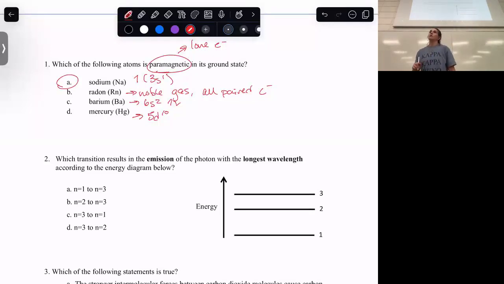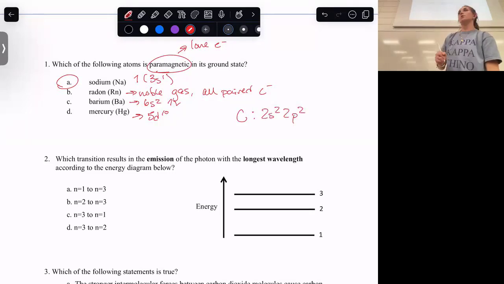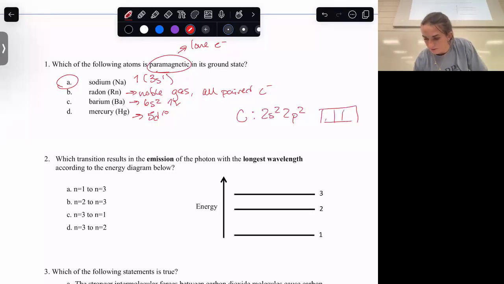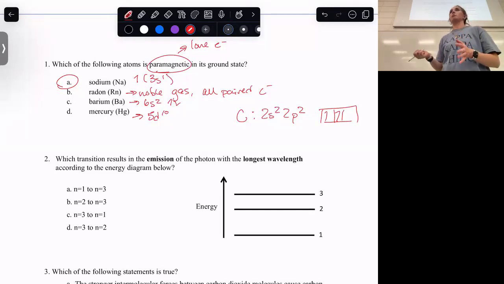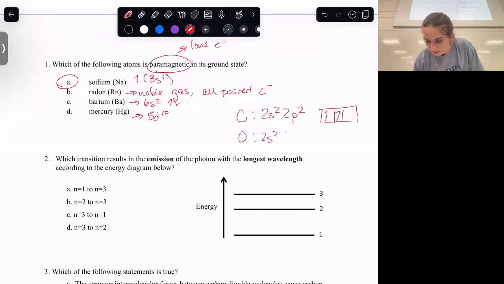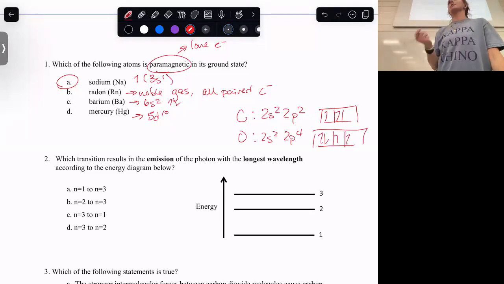So is paramagnetic as simple as an odd number of electrons in the last orbital? Yeah, pretty much. If we look at carbon, this is 2s2, 2p2. This one is paramagnetic because our p orbital has two unpaired electrons. So it's not totally odd, because here there are two unpaired electrons and it's still paramagnetic. Even oxygen is 2s2, 2p4. This has one paired set, but there's still two unpaired. It's still paramagnetic. That's because there are three orbitals.